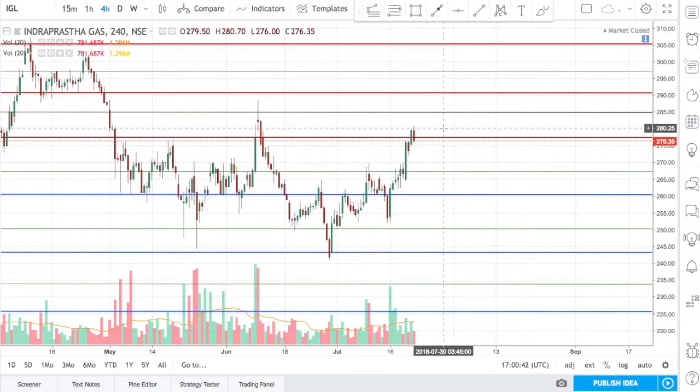Welcome friends. For the next few trading sessions, we have identified two stocks: a possible advanced pattern on IGL or Indraprastha Gas Limited, and a trend continuation trade on Cummins India. So let's begin with IGL or Indraprastha Gas Limited. Look at the charts of IGL.